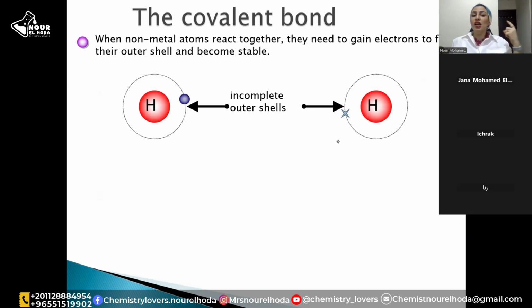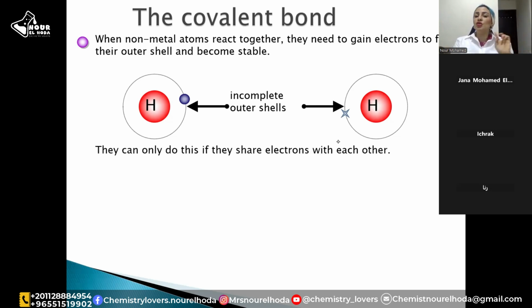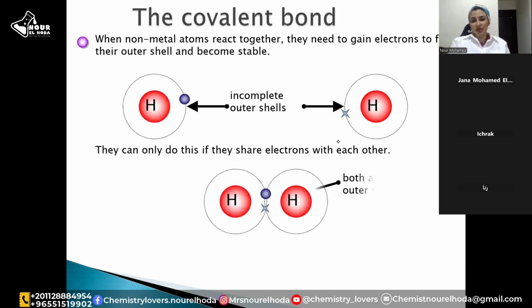This hydrogen has only one electron, and again this hydrogen has only one electron. So both of them are going to share the electrons together. These two electrons are here and are here, meaning they rotate at this side or at this side. So both hydrogen atoms are going to be stable at this stage.